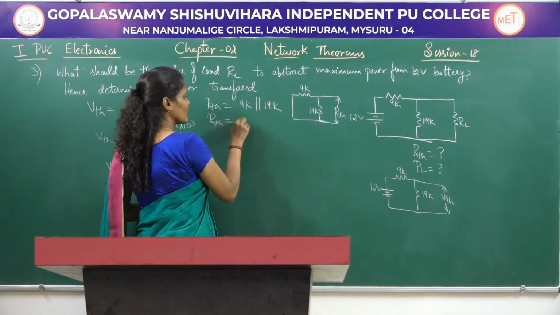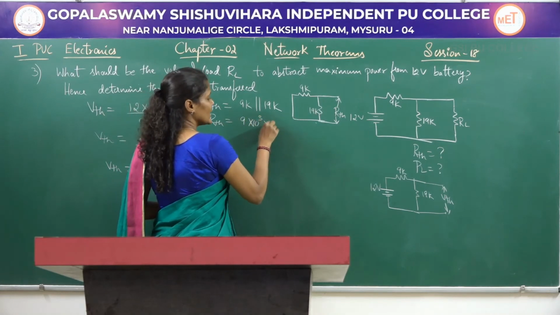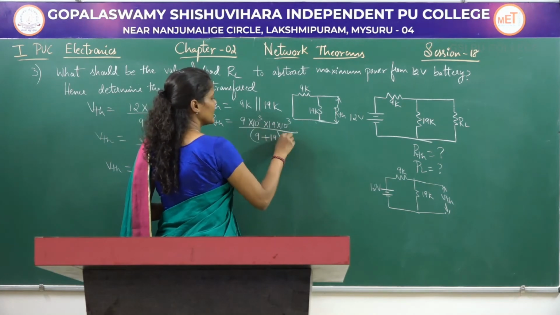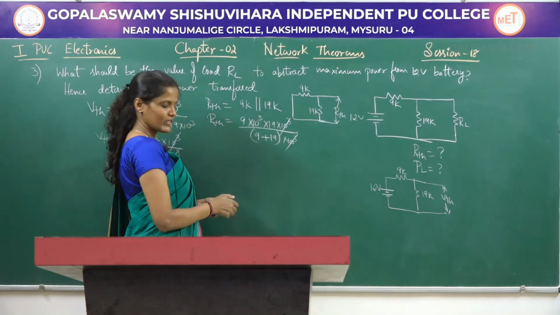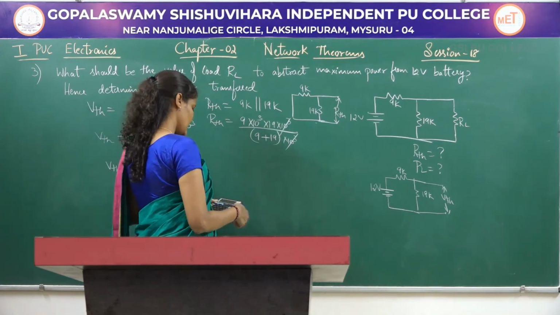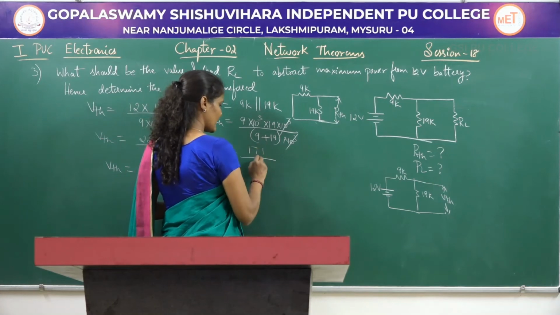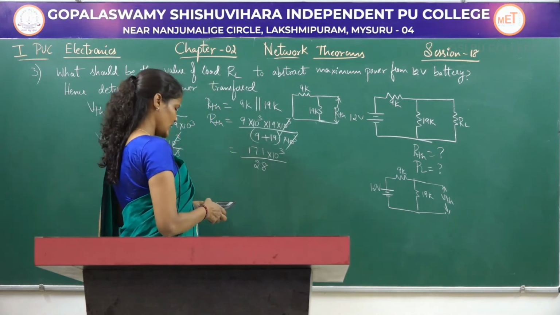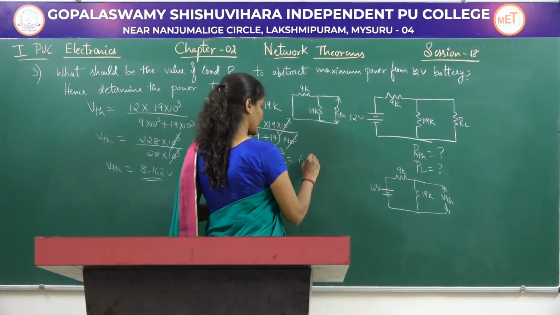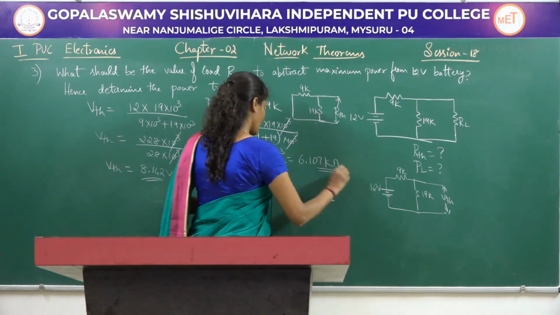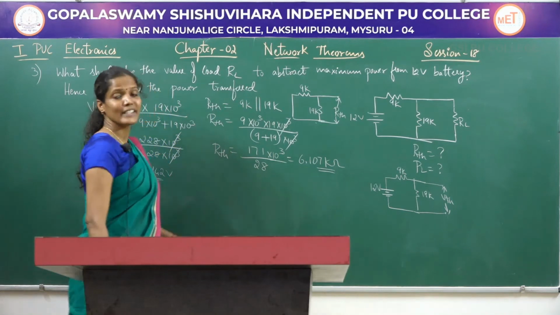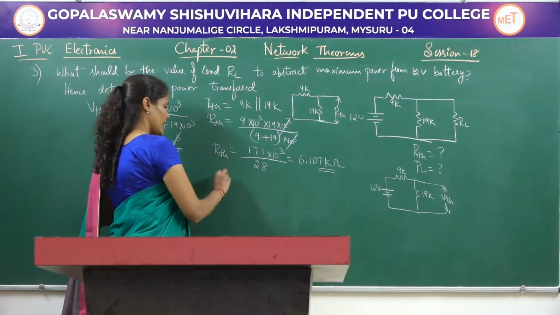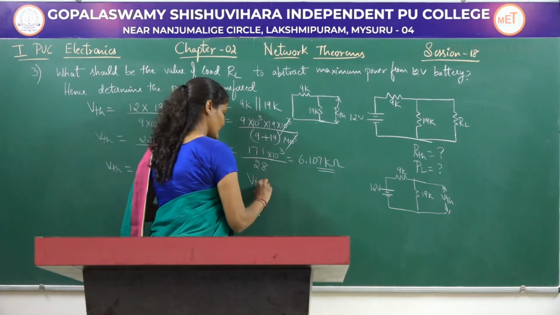So R Thevenin equals 9 into 10 to the power of 3 into 19 into 10 to the power of 3 divided by 9 plus 19 into 10 to the power of 3. 10 power 3, 10 power 3 gets cancelled. So 19 into 9 gives me 171 divided by 28. 171 into 10 to the power of 3 divided by 28 will give me 6.107 kilo ohms. So R Thevenin value is equal to 6.107 kilo ohms.